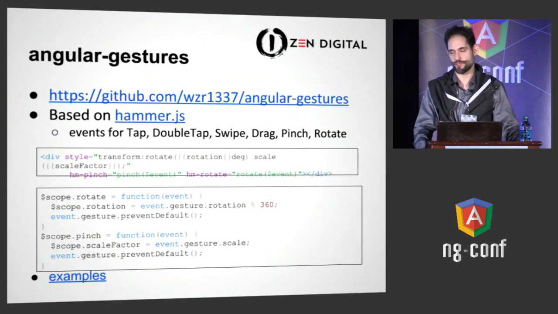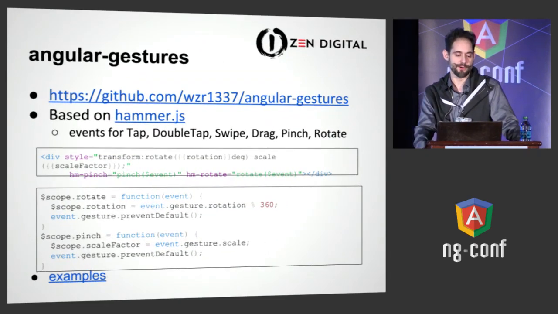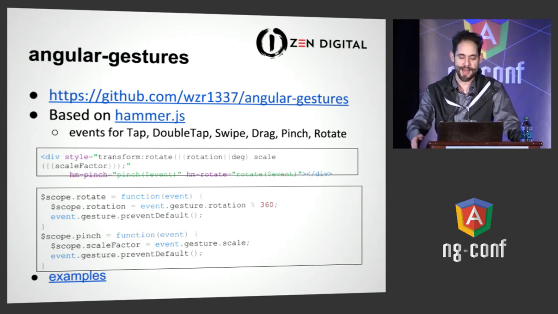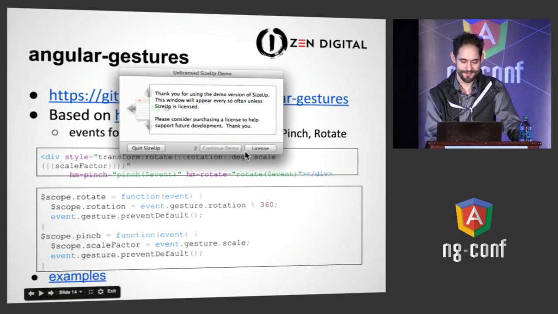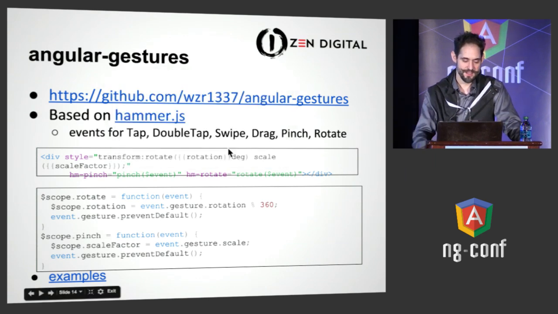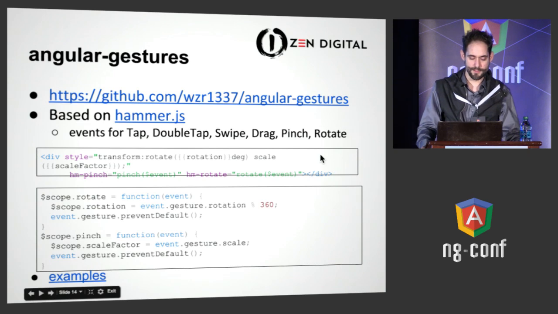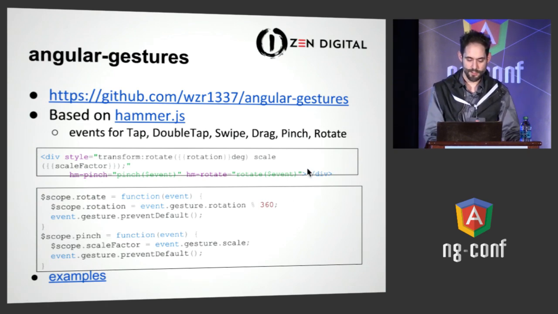Also, there are Angular gestures that are based on hammer.js. So we get events for tap and double tap, swipe, drag, pinch, and rotate. And here are some examples of how that would work.